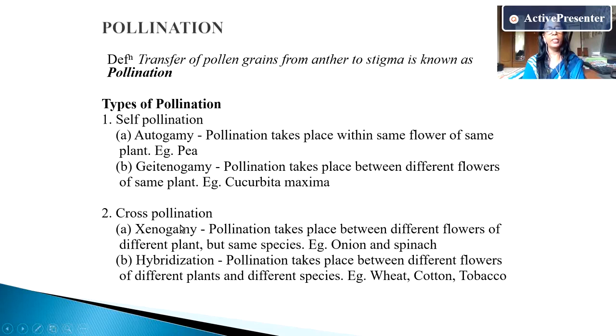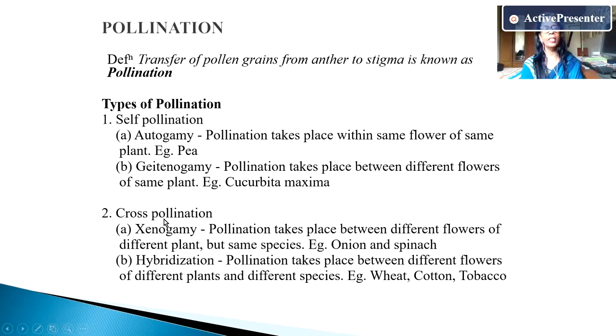And cross-pollination, the types are xenogamy and hybridization. Xenogamy means pollination takes place between different flowers of different plants but the same species, for example onion, spinach, etc. Hybridization means pollination takes place between different flowers of different plants and different species, for example wheat, cotton. Even Hibiscus we can say: Hibiscus rosa-sinensis, the China rose, with Hibiscus esculentus, that is lady's finger. They come under the same genus but different species. If they get pollinated, or by artificial pollination, we can call it hybridization.